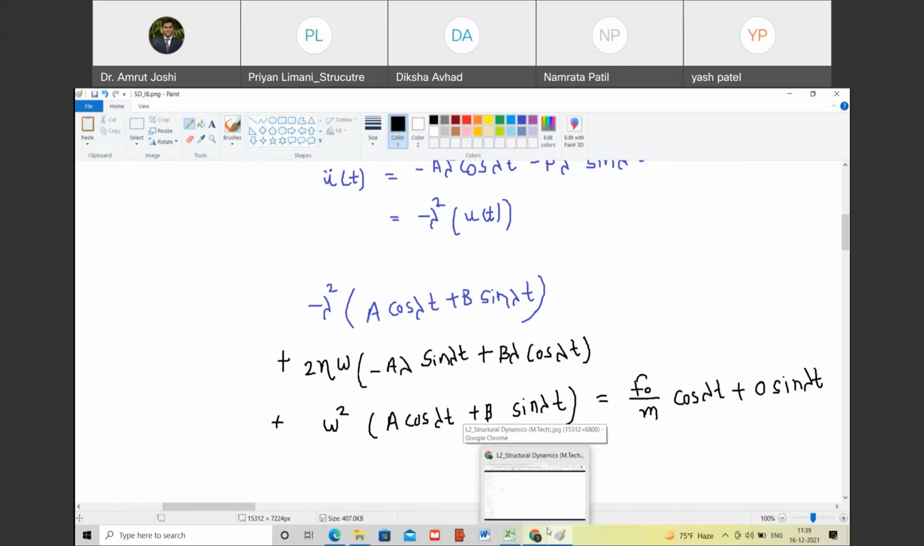Meaning same here, mathematical manipulation. Are you with me? Now, what am I going to do? If these two sides are going to be equal, then coefficients of cos lambda t collected together must be equal to f0 upon m, and coefficients of sin lambda t collected together must be equal to 0. Are you with me? Then only left hand side and right hand side can be equal. So I have now two equations in two unknowns a and b.